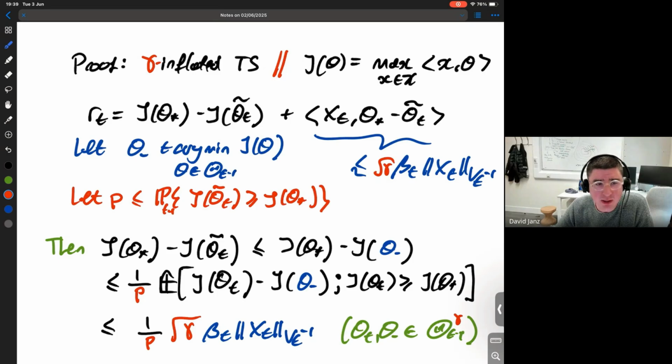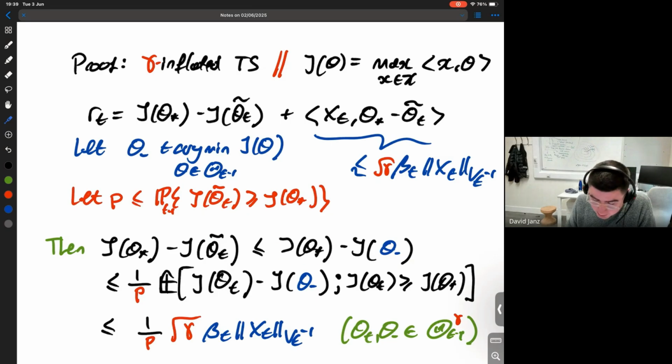Then essentially we can recover the same thing as before. We have our value of theta star minus the sampled value. The sampled value is definitely more than the minimal attainable value, J of theta minus, which is now not random conditioned on the past.